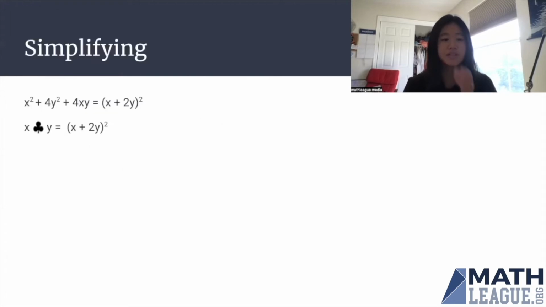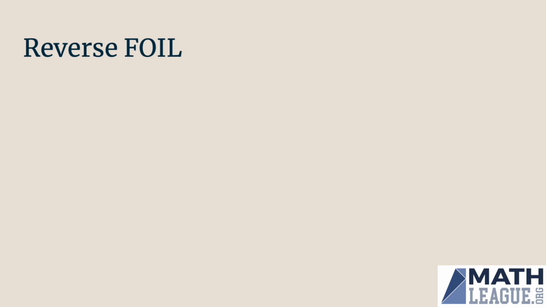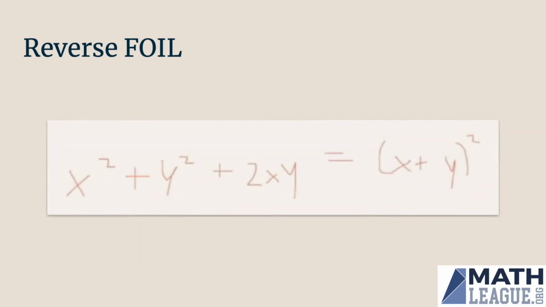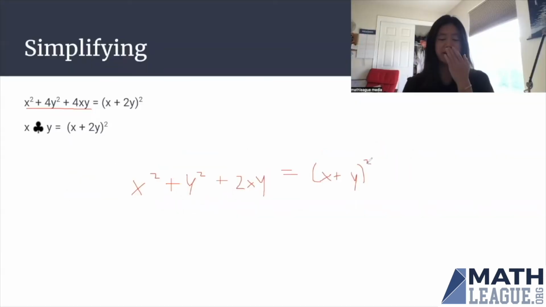And the way we would do this is do kind of the opposite of FOILing. So we're given x squared plus 4y squared plus 4xy, and we do the opposite of FOILing by seeing that this looks a little bit like x squared plus y squared plus 2xy. And if you're familiar with this, it equals (x plus y) squared. But the numbers are a little bit different.